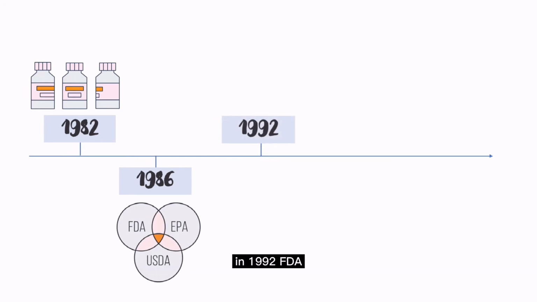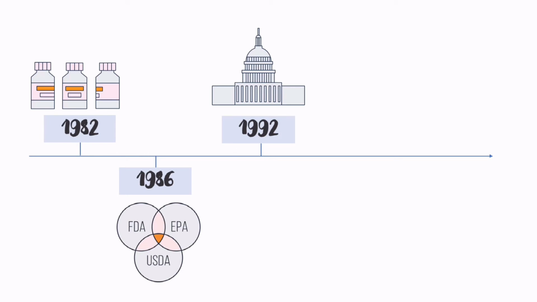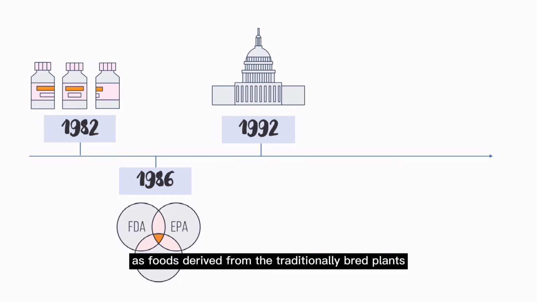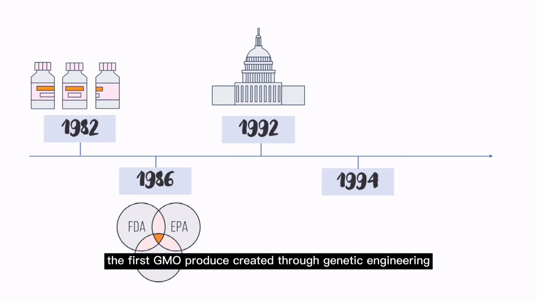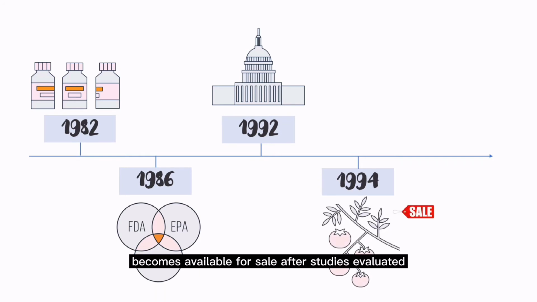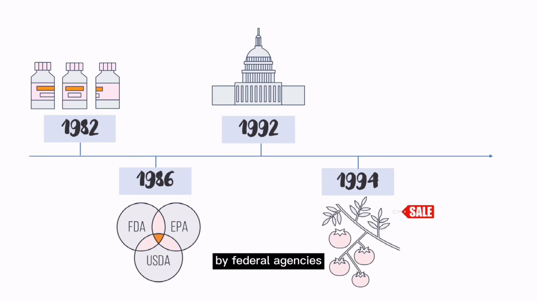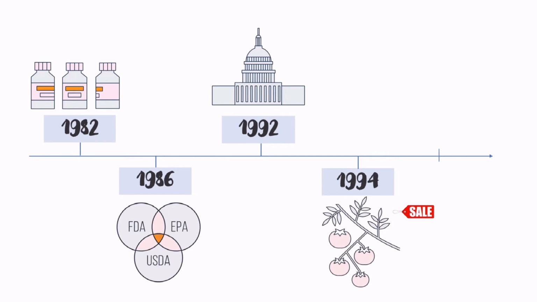In 1992, FDA policy stated that food from GMO plants must meet the same requirements, including the same safety standards, as foods derived from traditionally bred plants. In 1994, the first GMO produce created through genetic engineering, a GMO tomato, became available for sale after studies evaluated by a federal agency proved it to be as safe as traditionally bred tomatoes.